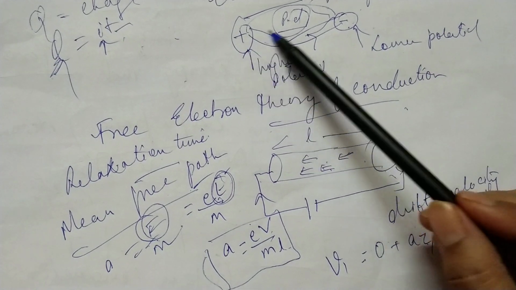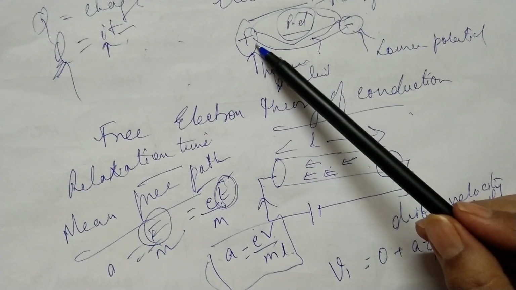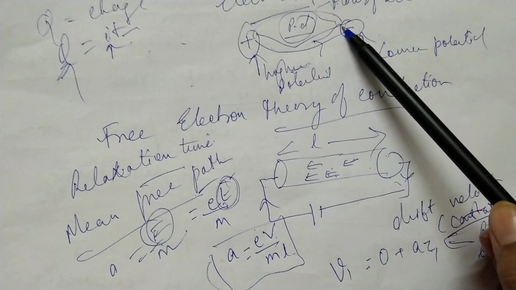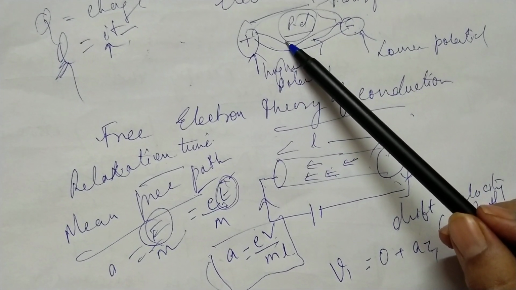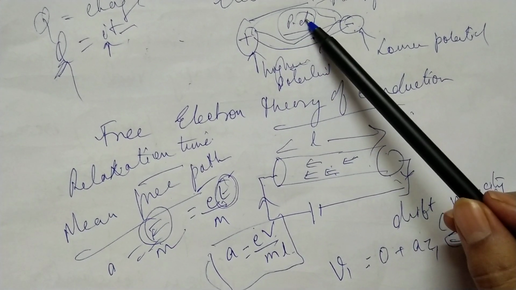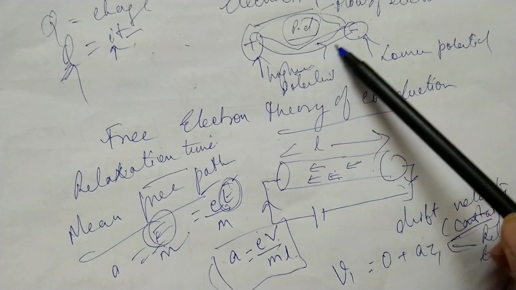So what is being created? A potential difference is being created. As a result, the current flows from positive to negative. Okay, so here the necessary condition for electricity to flow is the potential difference. If we have the potential difference, there will be a net flow of current.